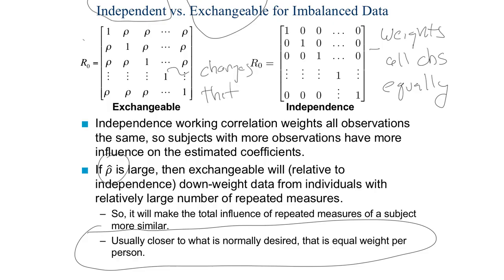As an ad hoc way, you can use exchangeable, and that gets you some of the way there. At least it's something in between independence and the more extreme form of weighting by 1 over the number of observations.